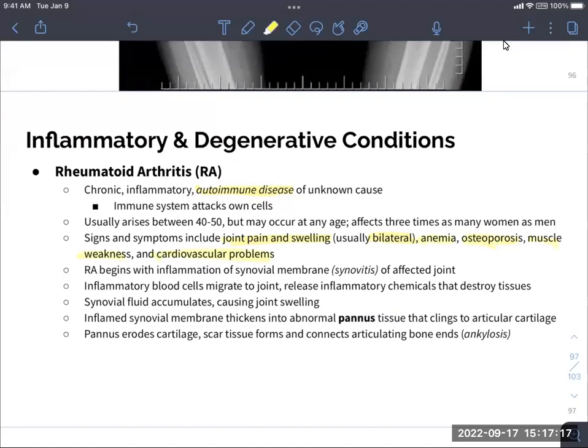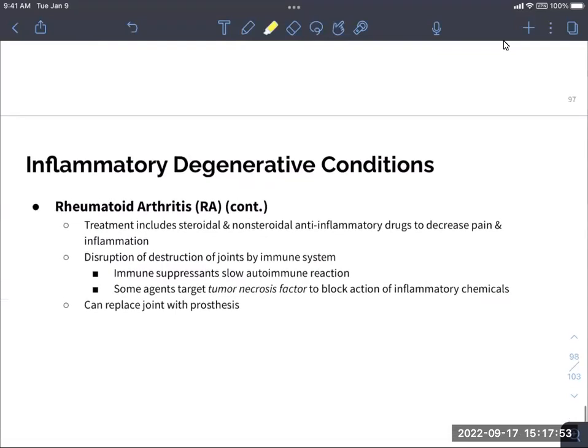It's more common in females, and it's usually seen in their 30s. But it causes joint swelling. You get this pannus tissue that starts to kind of cling to articular tissue because that membrane thickens and it's kind of abnormal. We get scar tissue. And we end up with ankylosis, or connecting those articulating end bones.